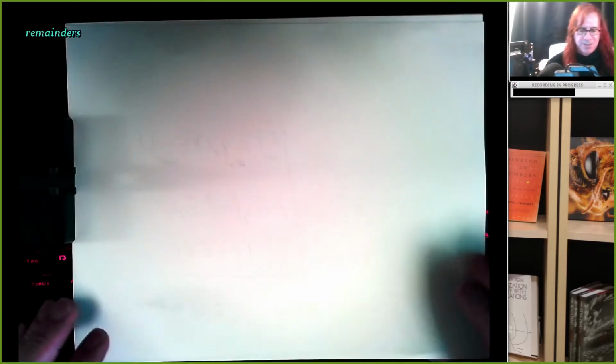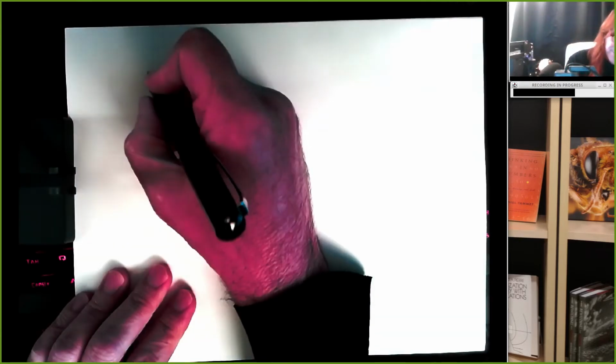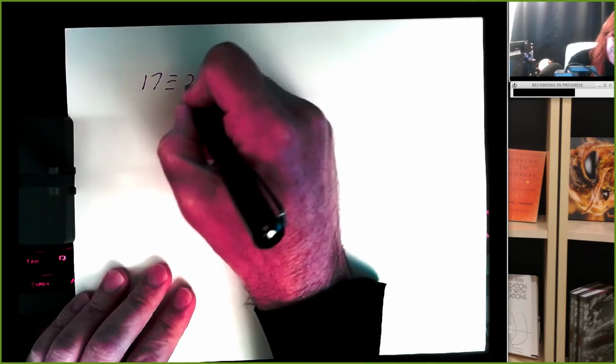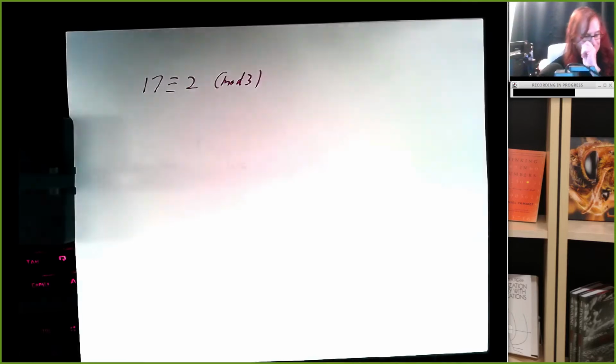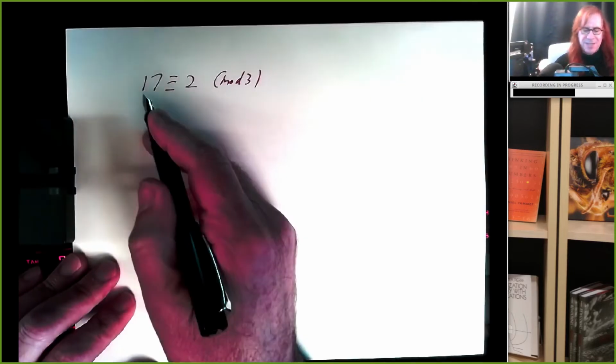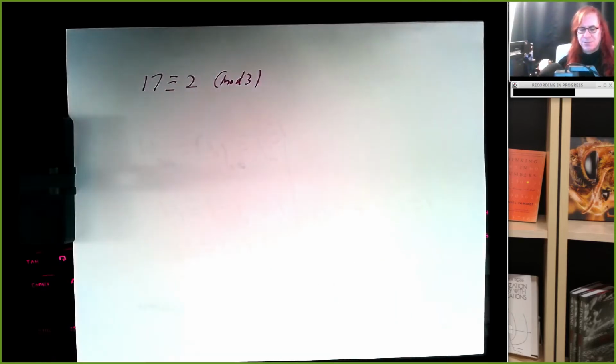And the last thing I want to just mention on this before we start digging into more properties is the idea of remainders. So we've said a few times 17 is congruent to 2 modulo 3. It means 3 divides the difference of 17 and 2. But there's another way to interpret this.